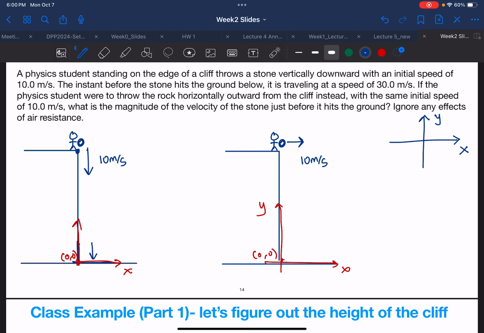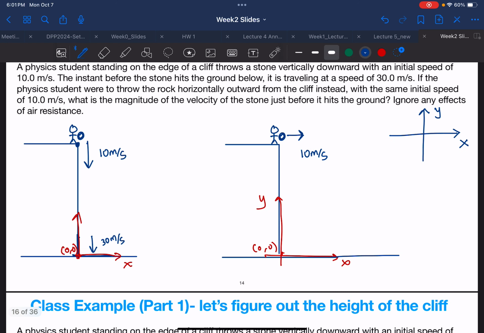So the stone is traveling at 30 meters per second right before it hits the ground. And then the same student with the same stone throws the stone horizontally outward. So instead of throwing it down, throwing it horizontally outward, and it follows some trajectory. And the question wants to know what is the magnitude of the velocity when it's about to hit the ground.